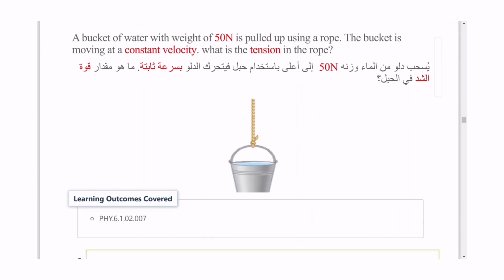Question number 11. A bucket of water with weight 50 Newton is pulled up using a rope. The bucket is moving at a constant velocity. Then what is the tension in the rope? So you can see here, the weight of the bucket is acting downward. The weight of the bucket is mg, and the tension acting in the rope is upward, right? Tension will be acting upward. So this is the tension.